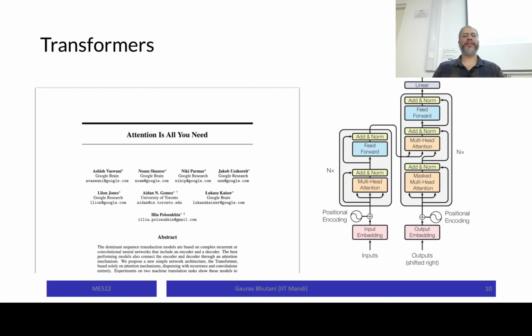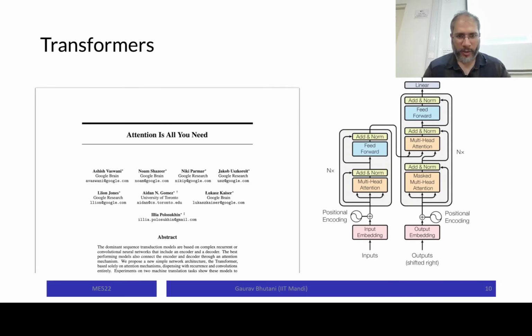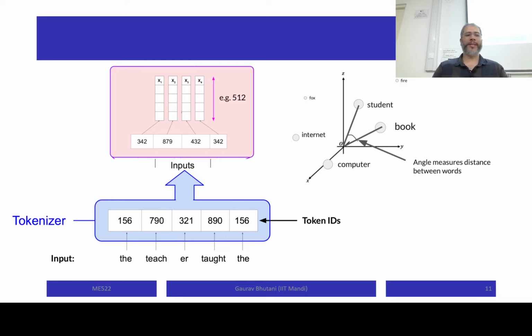On the right-hand side is the architecture of a transformer. You can see that this is called an encoder, and this is called a decoder. There is no need to go into that, but we need to understand a few things.